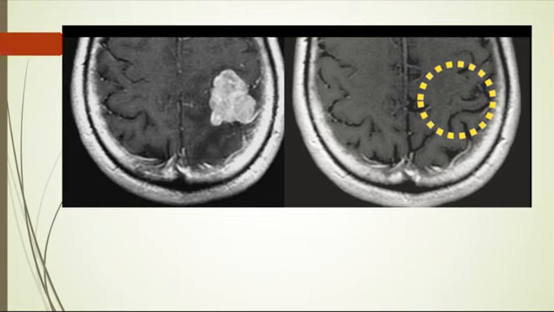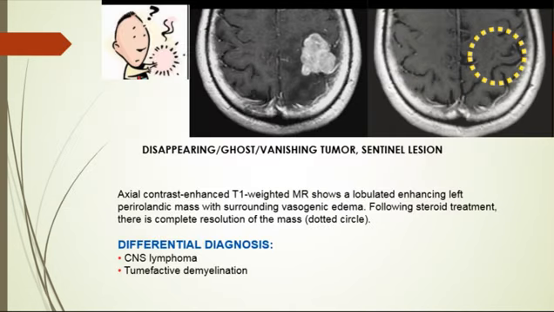This is what's called a disappearing or vanishing tumor, or ghost tumor, or sentinel lesion. It also has a differential which includes CNS lymphoma and tumefactive demyelination. After treatment, gone, disappeared. Maybe both of them respond to steroids. Exactly. So in the first image, you can see a lobulated enhancing left periatrial mass with surrounding vasogenic edema. Following steroid treatment, there is complete resolution of the mass. It's one of two: either CNS lymphoma or tumefactive demyelination.